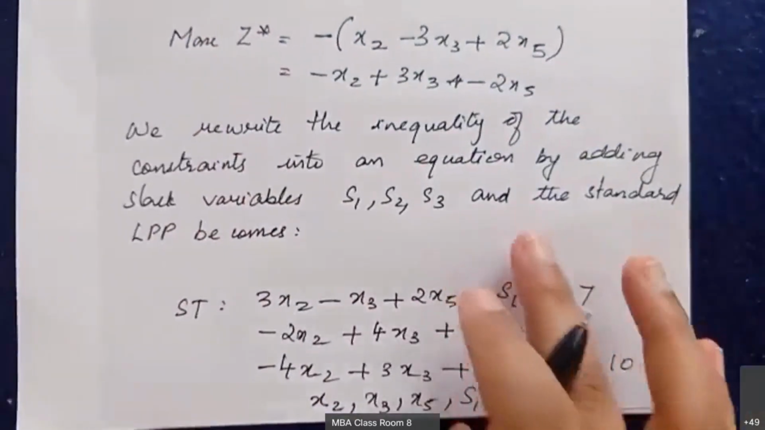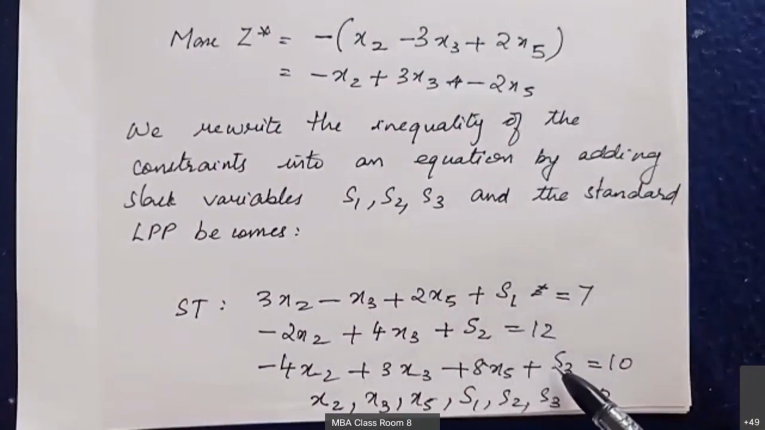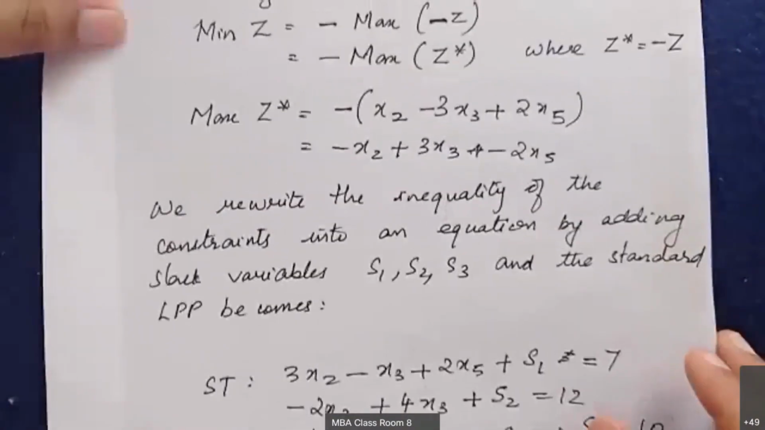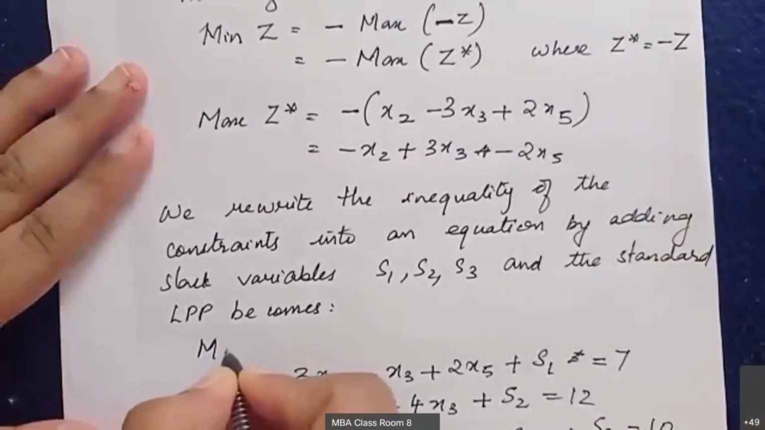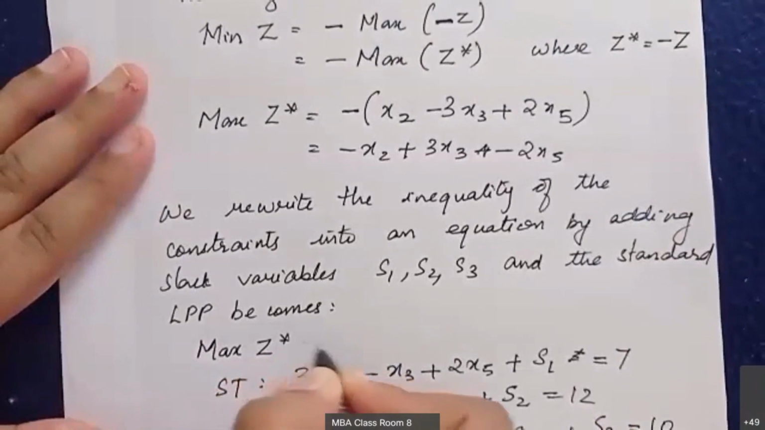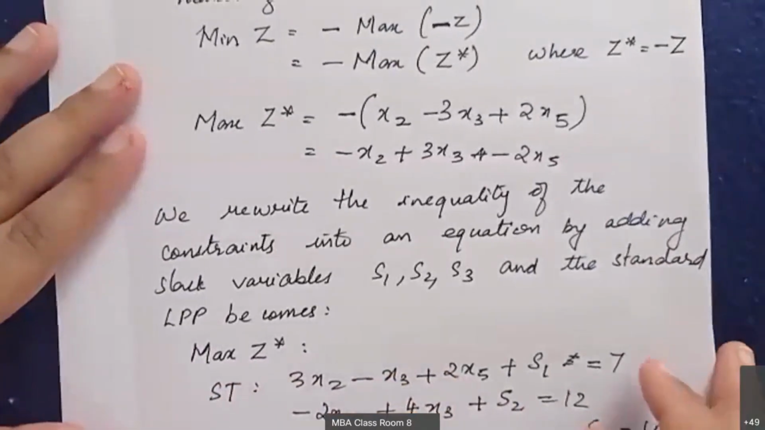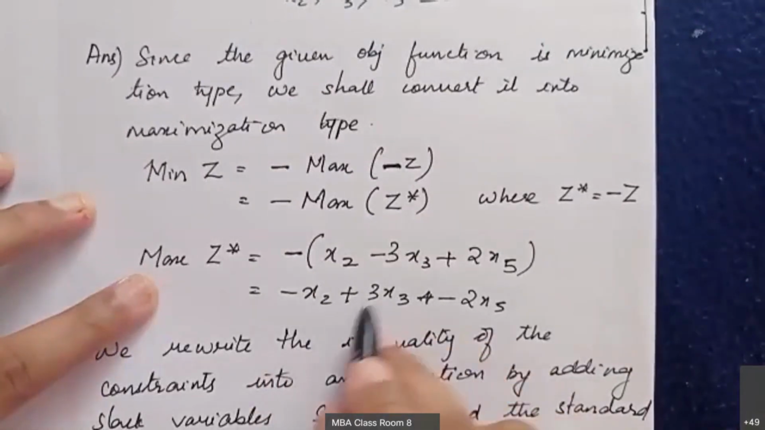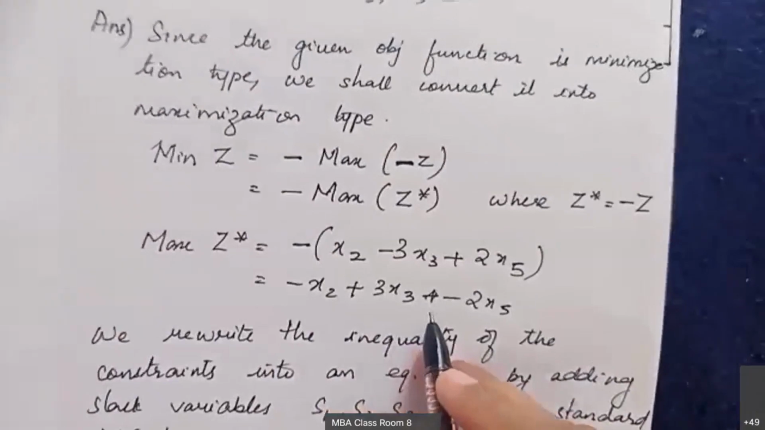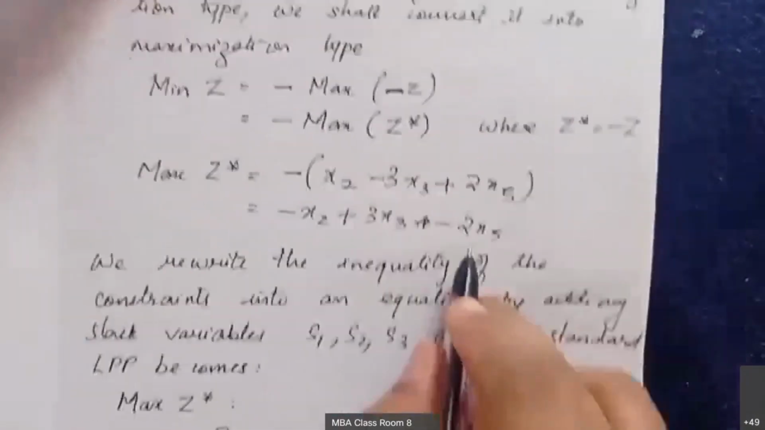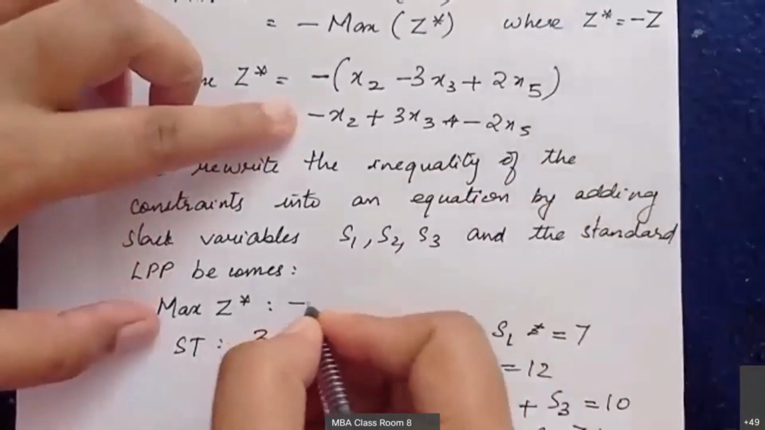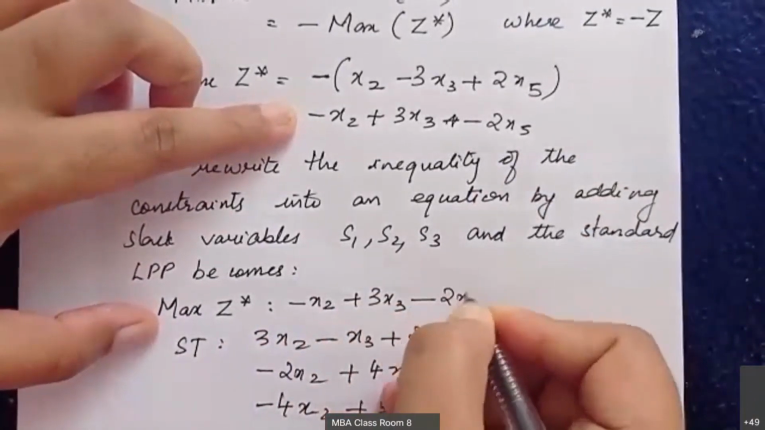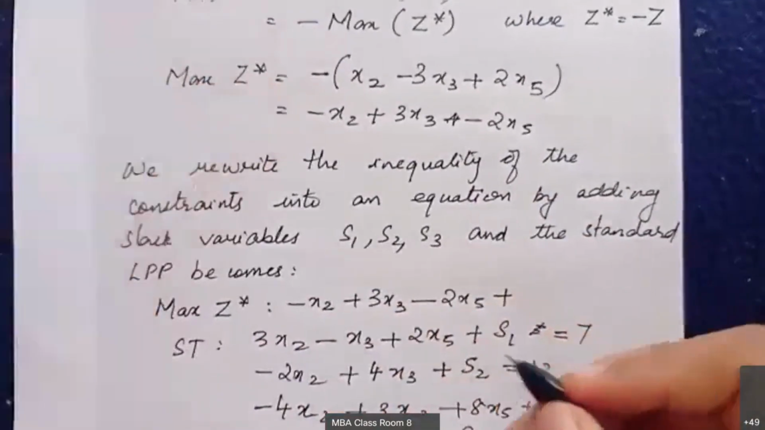Since we have introduced all these variables s1, s2, s3, we have to add all these slack variables into the objective function also. So the objective function will become maximum of z star. Previously our objective function was this one, and we have made it into this form. We are going to take this and add the slack variables: minus x2 plus 3x3 minus 2x5 plus the slack variables.